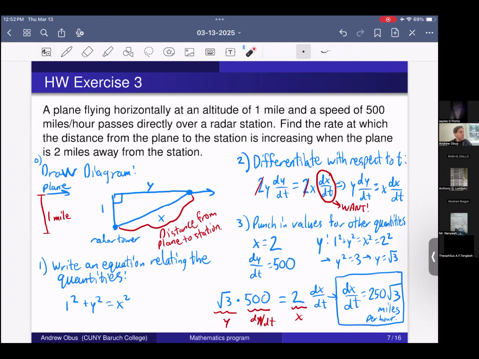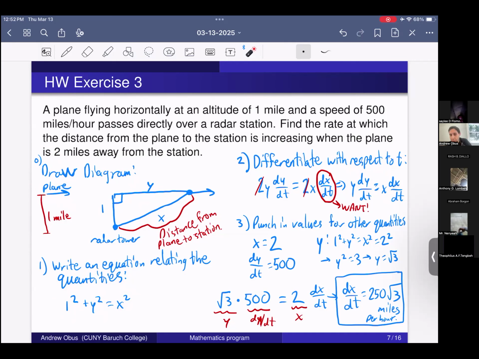Okay, so these are our steps for any related rates problem. You draw a diagram if that's applicable, label and use variables for anything that changes in your diagram. You write an equation relating the quantities in your diagram. That will usually come from geometry. Then you take that equation and you take the derivative with respect to t. In this case, this leaves y dy/dt equals x dx/dt. And then you solve for the quantity you want, by plugging in values for all the other quantities.